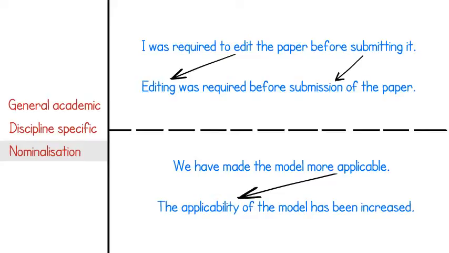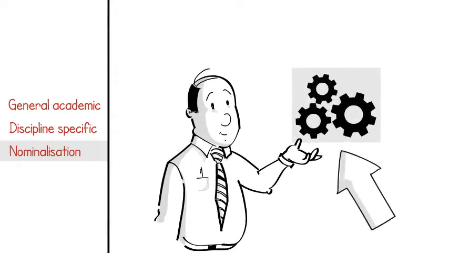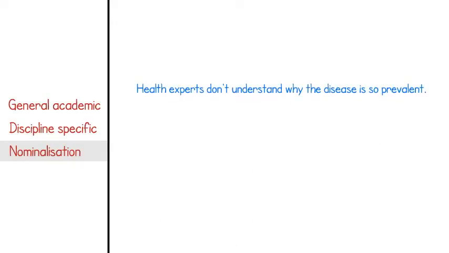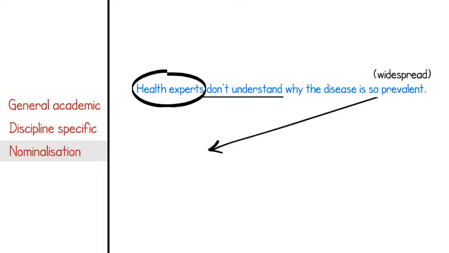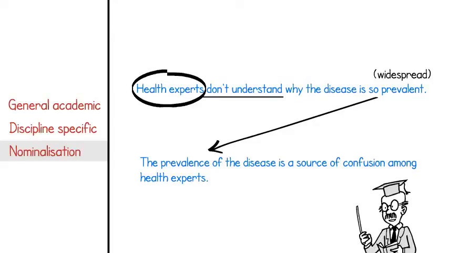Nominalization is common in written academic texts, especially in scientific and technical papers. It can be used to put emphasis on a thing rather than a person. For example, in this sentence, health experts don't understand why the disease is so prevalent. The focus is on health experts and their understanding of something. We can change this so that the emphasis is instead on how widespread the disease is. The prevalence of the disease is a source of confusion among health experts. Nominalization helps to make our writing more formal and academic.